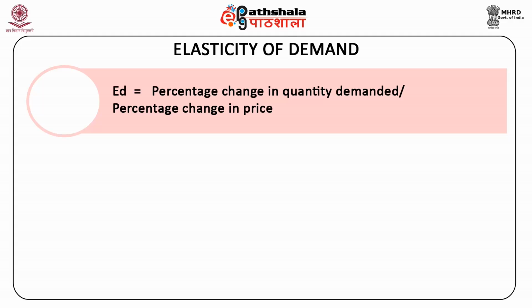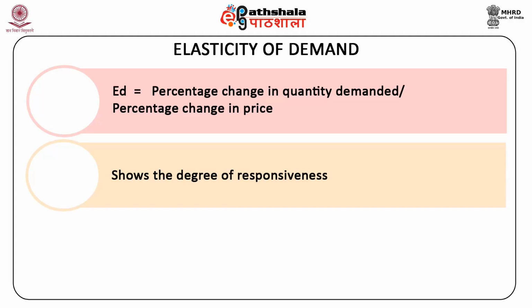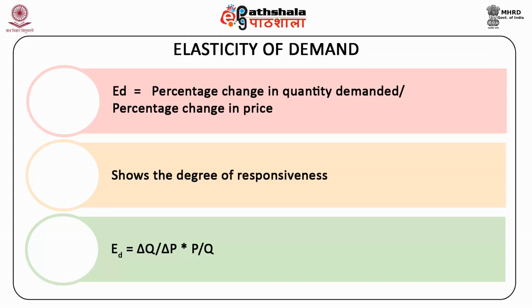Price elasticity also shows the degree of responsiveness of the change in the quantity demanded of a product due to the change in its price. The above equation can be written as ED = (change in Q by Q into 100) divided by (change in P by P into 100) = (change in Q by Q) divided by (change in P by P). Thus, ED = change in Q by change in P into P by Q.